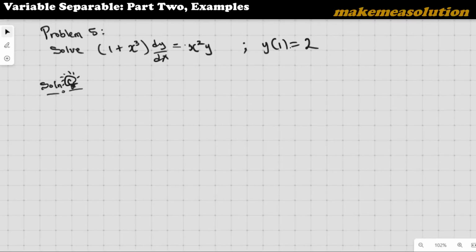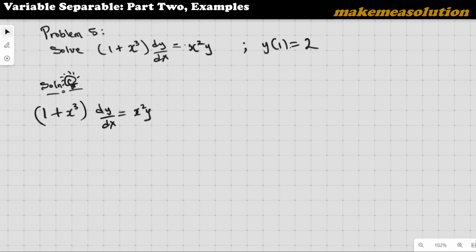This is problem 5, which is almost equal to what we have in problem 4. So we want to solve 1 plus x cubed, multiplied by dy dx, is equal to x squared y, and y of 1 is equal to 2. So similar approaches, dy dx is equal to x squared y.